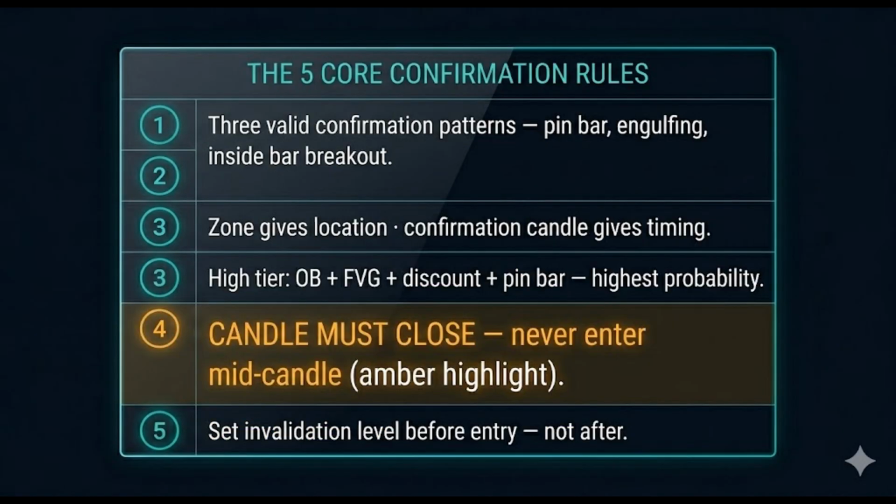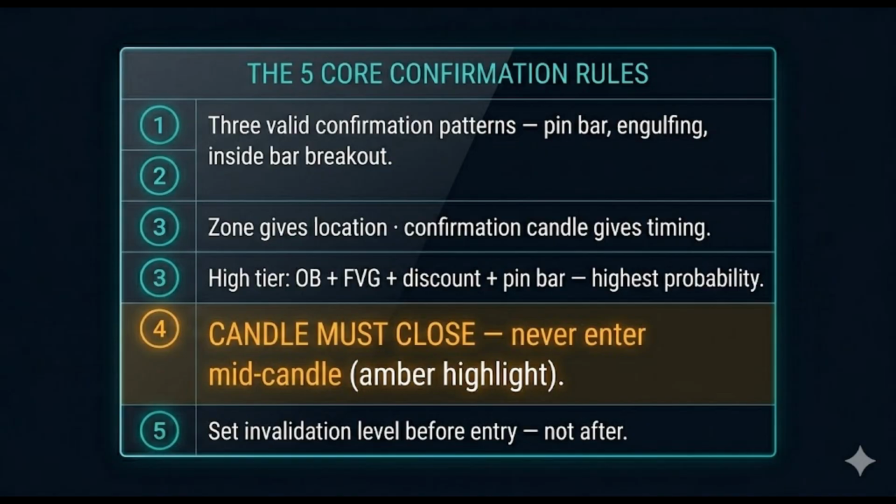Here is everything from video 9 in one place. 1. 3 valid PA confirmation patterns. The pin bar, the engulfing candle, and the inside bar breakout. 2. The zone gives you the location. The confirmation candle gives you the timing. You need both. 3. The highest probability configuration is OB plus FVG plus discount zone plus pin bar, all 4 filters. 4. The candle must close before you enter.